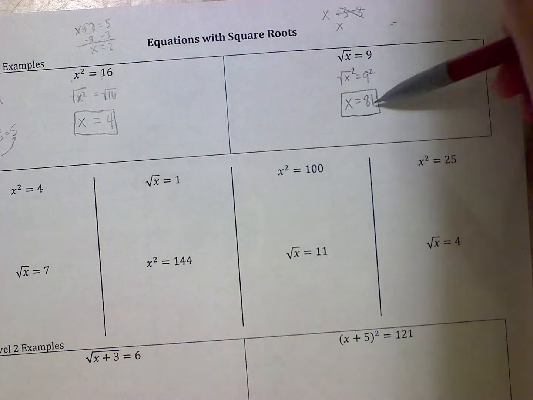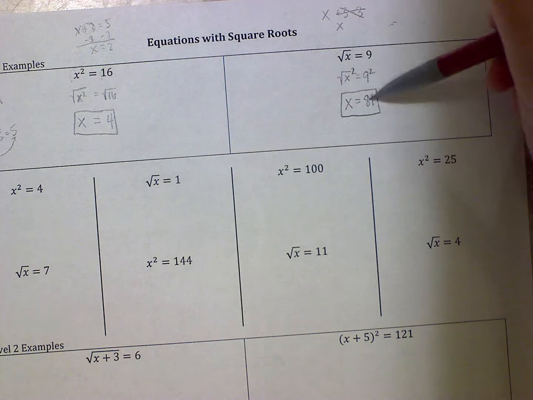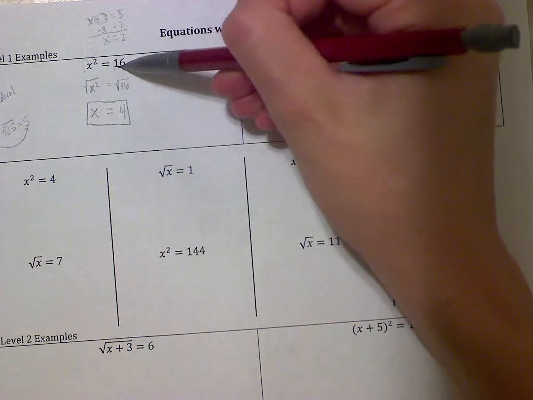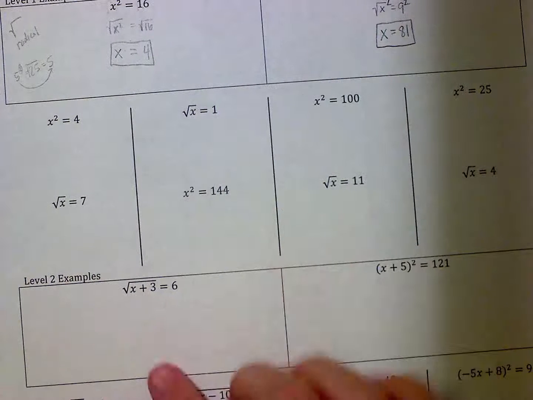Okay, and you can go back and check, right? You look, the square root of 81 is 9. That's correct. Look, 4 squared is 16. That's correct. Okay, so now it's your turn. So you're going to go and you're going to try these 8 problems.